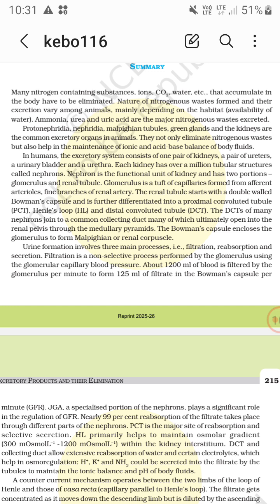And through the medullary pyramids. The Bowman's capsule encloses the glomerulus.